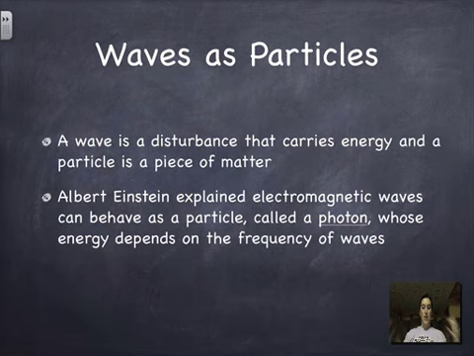So trying to think back to when we were talking about the transverse waves and the compressional waves, a wave is a disturbance that carries energy and a particle is a piece of matter. So remember, a wave does not carry matter, it carries energy. Albert Einstein explained electromagnetic waves can behave as a particle, so it can behave as a piece of matter. And he called these photons, which means that their energy depends on the frequency of waves.